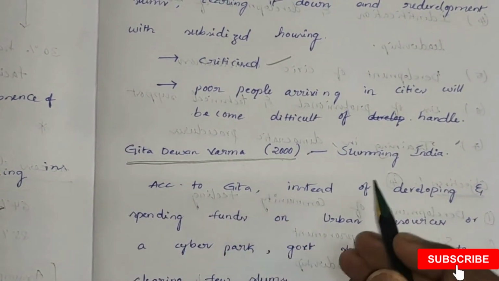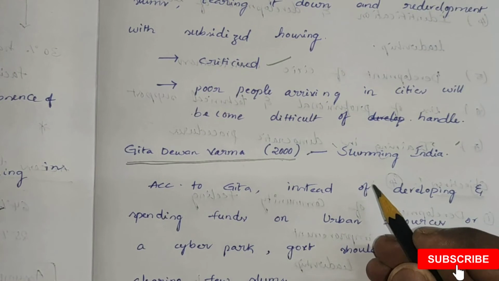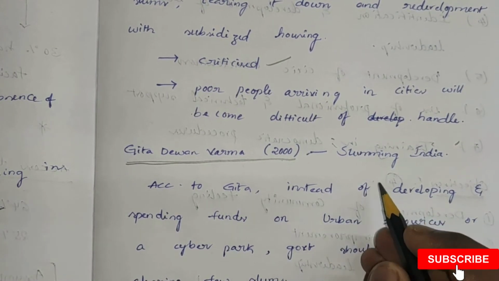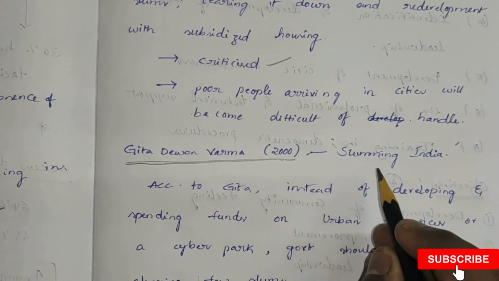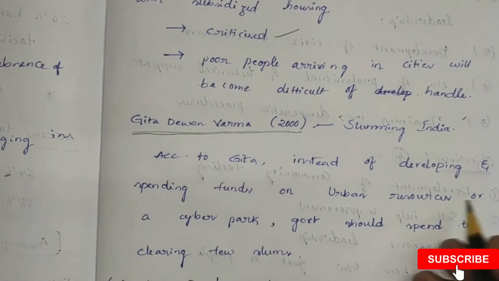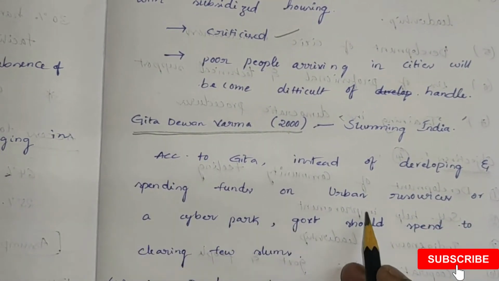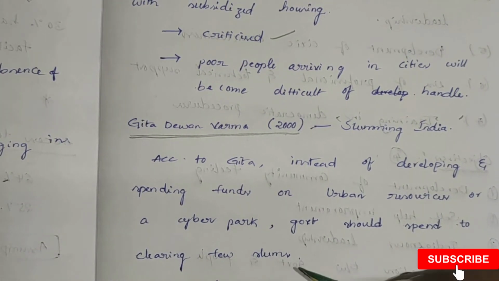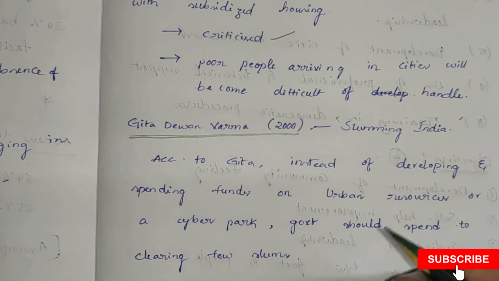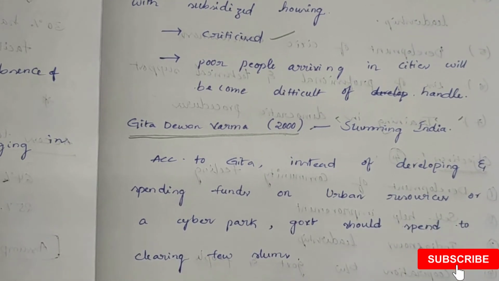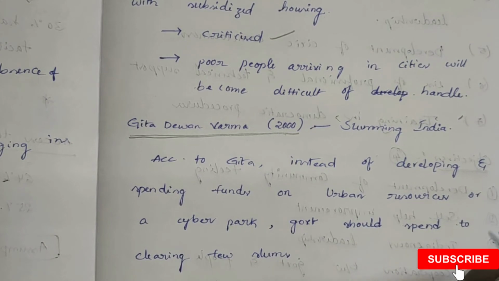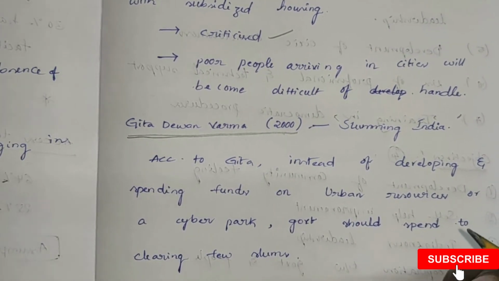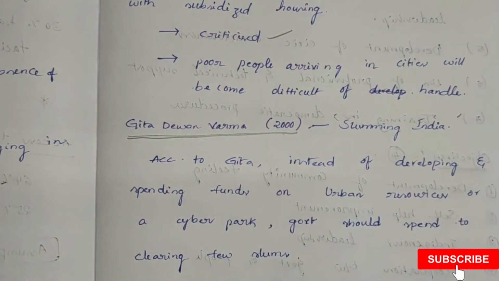Gita Devan Verma, 2000, had another aspect from the traditional welfarist approach. In her work, mentioned as Slumming India, according to Gita, instead of spending funds on urban resources or a cyber park, government should spend to clear a few slums. She was telling that instead of constructing a 200-acre cyber park or big universities, government should spend at least a small amount to clear these slums. It will help people. Understand?